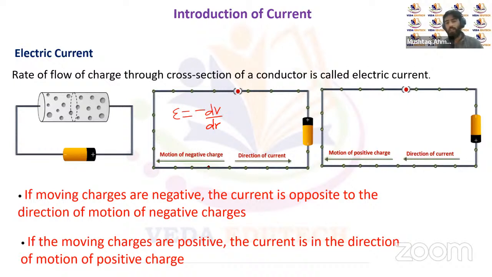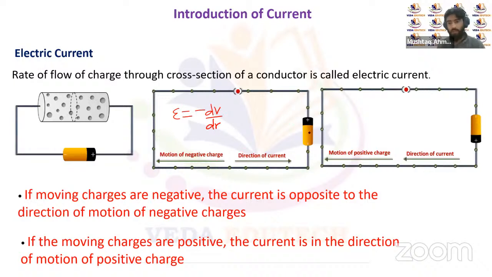So we can say that a potential difference is created between two ends of a conductor. Because of that potential difference, an electric field is set along the conductor. Because of that electric field, a force acts on the charge, and that charge starts to move. That flow of charge we call electric current. We define electric current as the rate of flow of charge with respect to time through the cross section of a conductor.